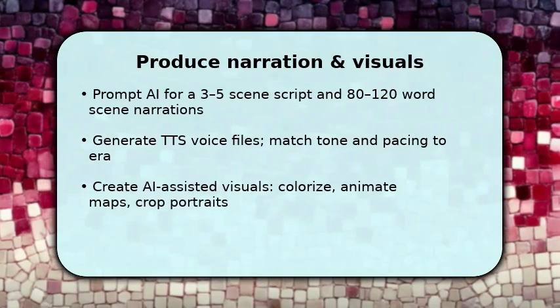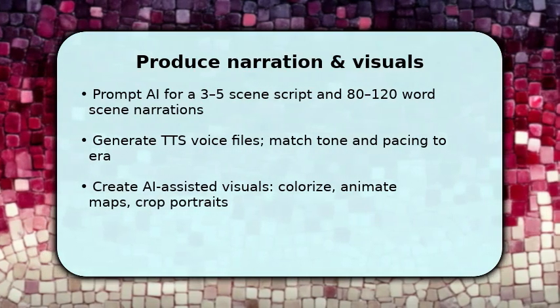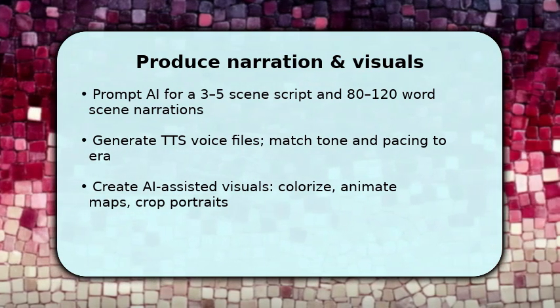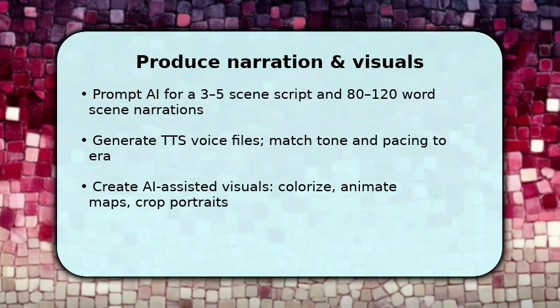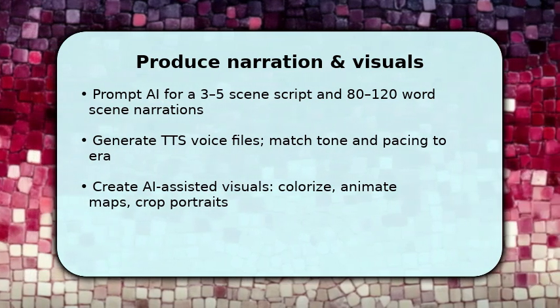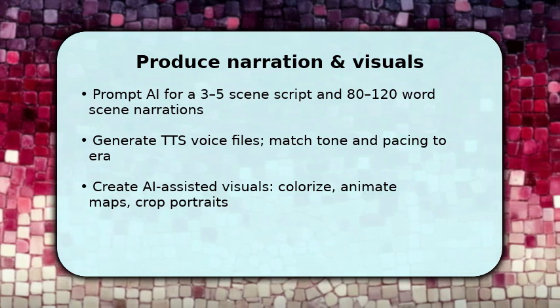Once you have a thesis and scenes, prompt your AI to expand each scene into 80-120 word narration and suggest visual cues. Explain why you want primary source emphasis. Then generate TTS files, choosing voice, speed, and pauses to match tone and period.